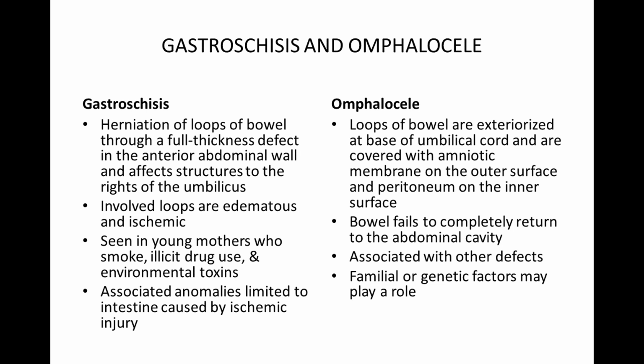With gastroschisis, loops of bowel herniate through a defect in the abdominal wall. The exteriorized loops of bowel are exposed to amniotic fluid, which can irritate the surface of the intestine. Structures affected include those to the right of the umbilicus. One of the major concerns is the potential for ischemic injury to the intestine.